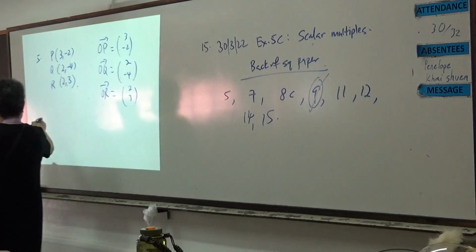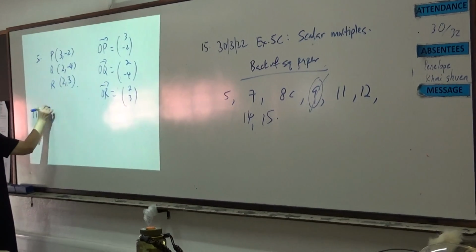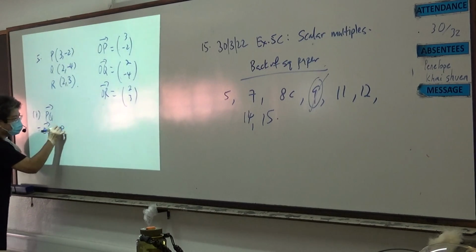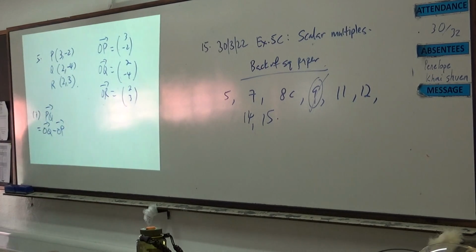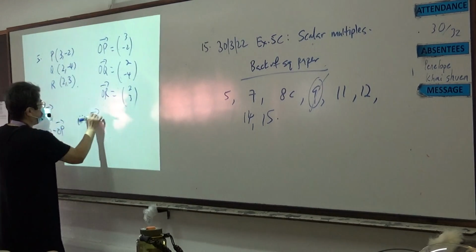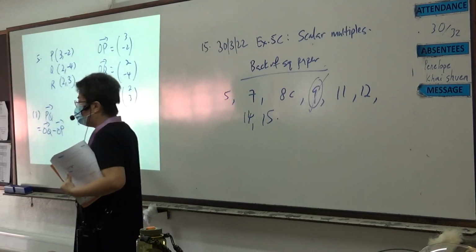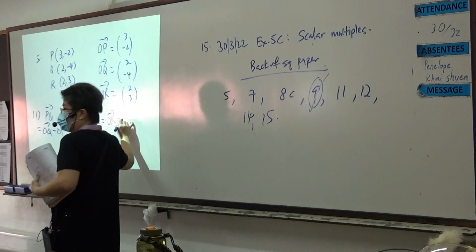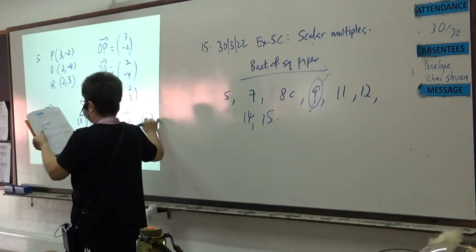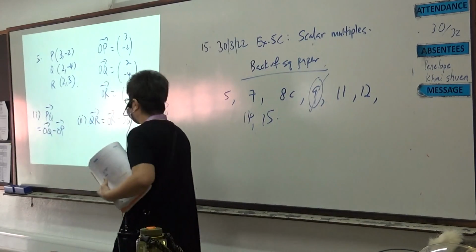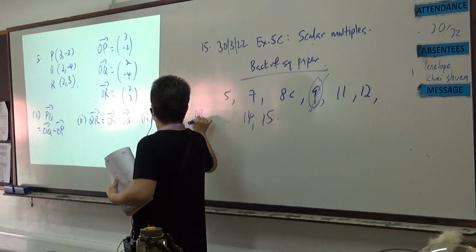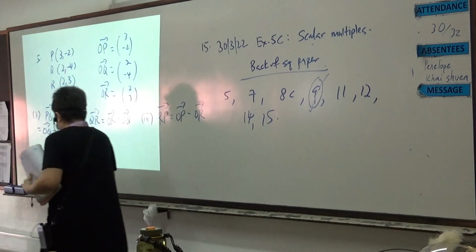Alright, now let's take a look at the question here. Part 1. I'm not going to do for you. PQ, do you agree is OQ minus OP? Then you can do it already. Am I right? Next one, part 2. What about QR? Just tell me first. OR minus OQ, right? What about part 3? RP. OP minus OR, right? Okay. Part 4.